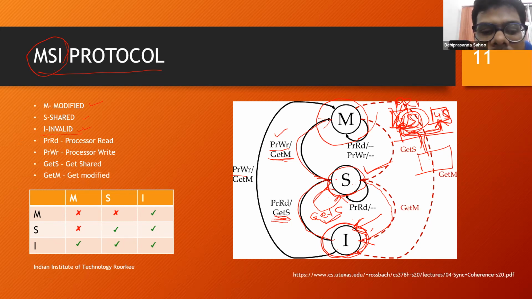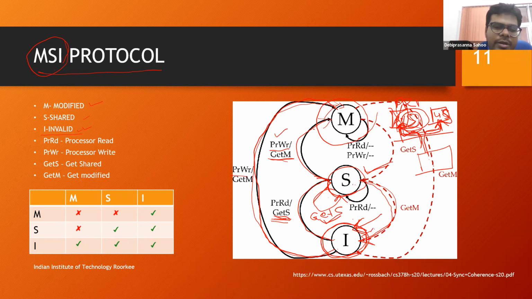Okay. Now, the other scenario is I don't even have the line, but I am trying to do a processor write. Let's say you just have the line, I don't have the line, and I want to do processor write. So in that case also, I will generate a getM. The moment you see a getM, let's say you are in shared state, you will move to invalid state, and you will give the line to me. As you give the line to me, I will move into modified state.